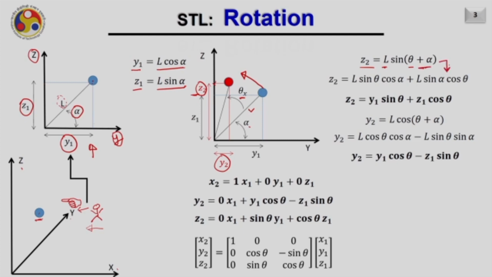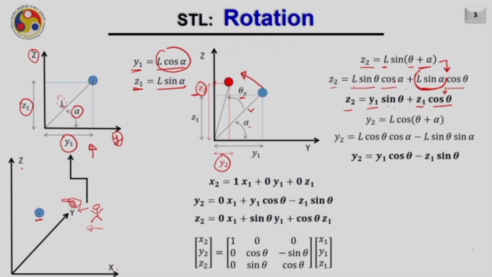Let us expand this term and hence we will get z2 equals L sin theta cos alpha plus L sin alpha cos theta. Also, we know that L cos alpha is nothing but y1. So, let us replace L cos alpha by y1. Hence, we have y1 sin theta here. Also, I can replace L sin alpha by z1 and hence this term is now z1 cos theta. So, z2 is equal to y1 sin theta plus z1 cos theta.